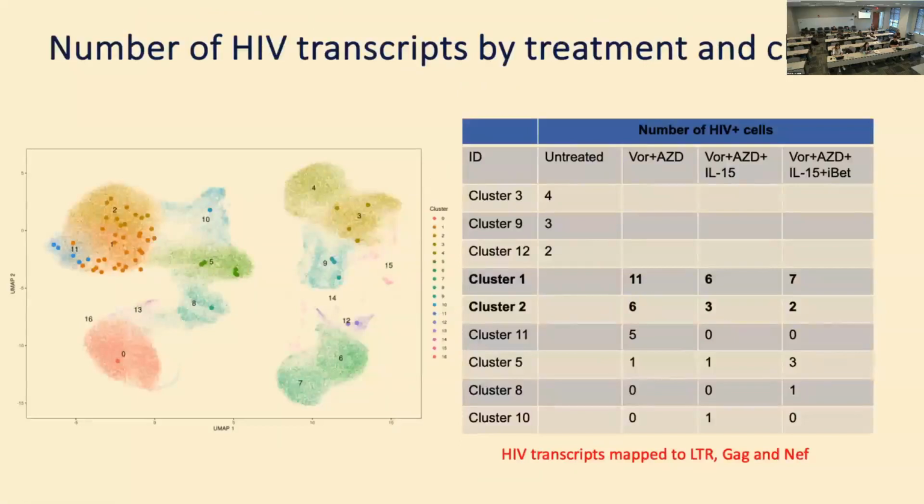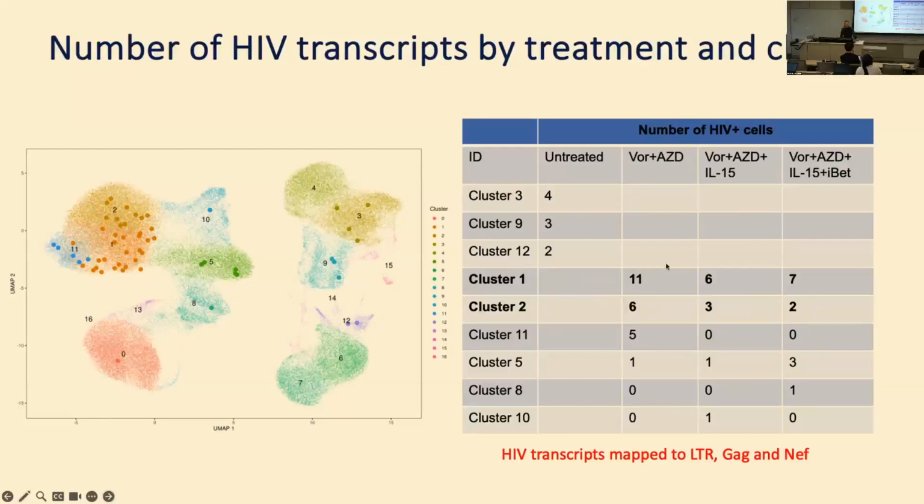So now we looked at every single cluster and every single treatment. These are how many cells were identified in untreated cells, and these were identified in treatment. As you can see, the majority was identified in cluster 1 and 2, and the majority with variants of ABC. So addition of other drugs does not increase identification of HIV cells. Again, it shows us that variants of ABC is a great combination to work with.